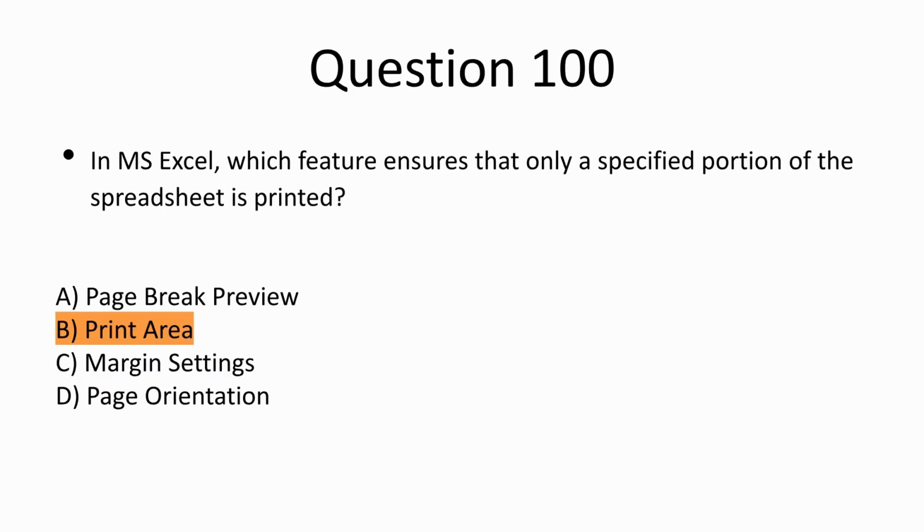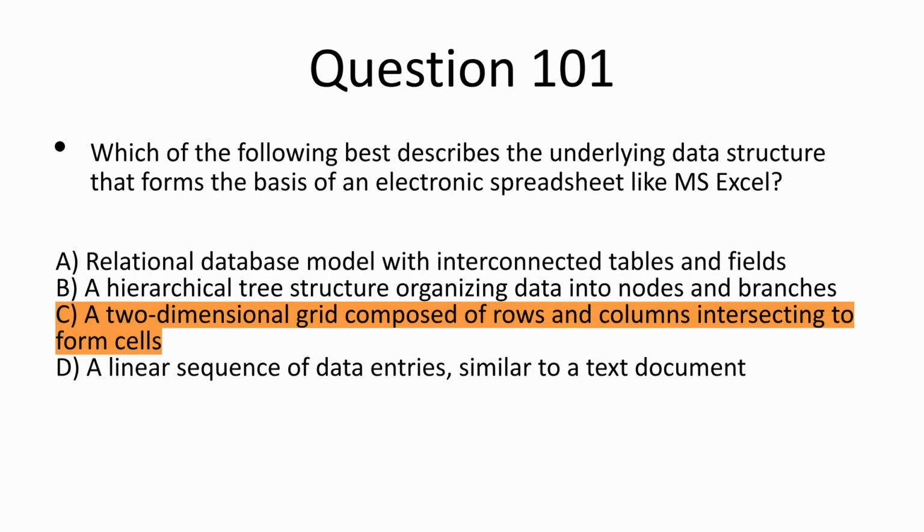Question 100. In MS Excel, which feature ensures that only a specified portion of the spreadsheet is printed? The correct answer is B. Print area. Question 101. Which of the following best describes the underlying data structure that forms the basis of an electronic spreadsheet like MS Excel? The answer is C. A two-dimensional grid composed of rows and columns intersecting to form cells.